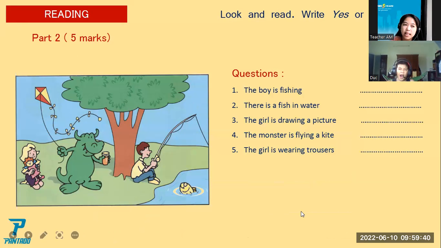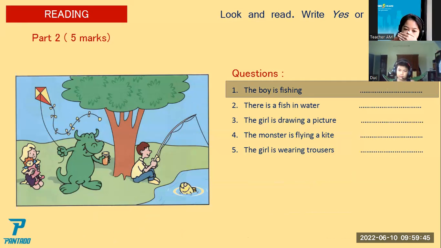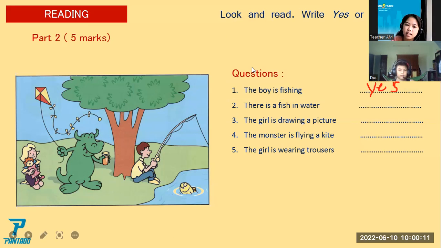It's your turn to read and answer. Okay, so can you please read number 1? Please read number 1, Duke. Yes. Please read number 1, the boy. Please read this one. I want you to read the boy. The boy is fishing. Okay, that's yes. Very good. How about this one?